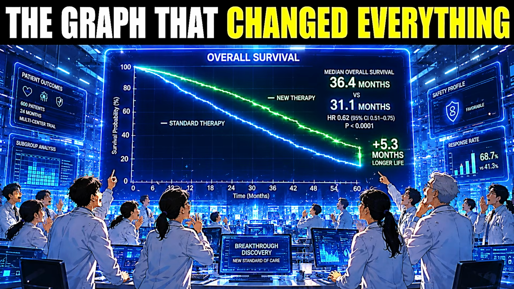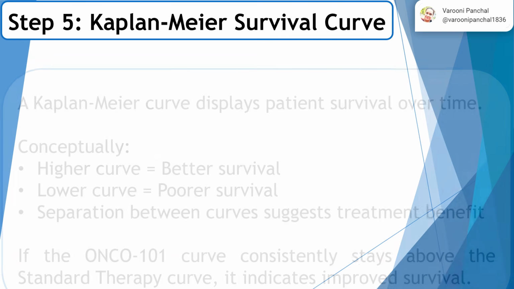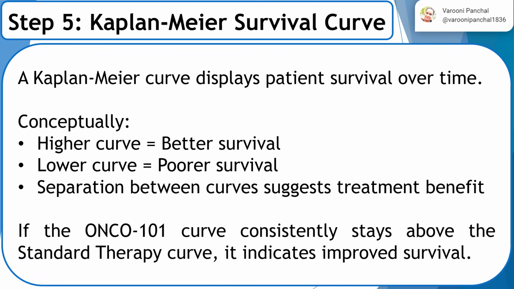The graph that changed everything. What we are talking about here is the Kaplan-Meier survival curve, which is usually used in almost all oncology clinical trials. Now this is step 5. The Kaplan-Meier curve displays patient survival over time.